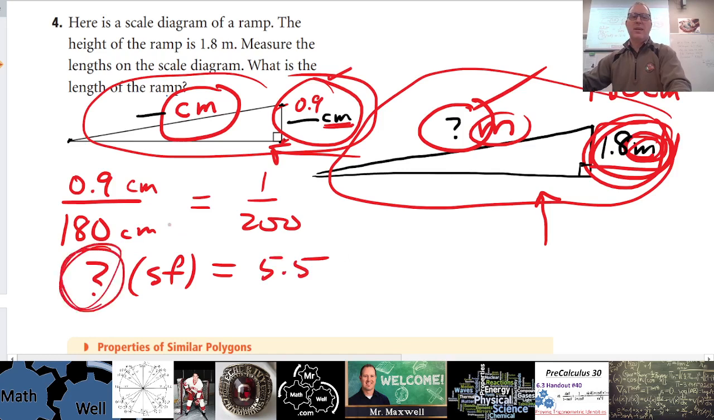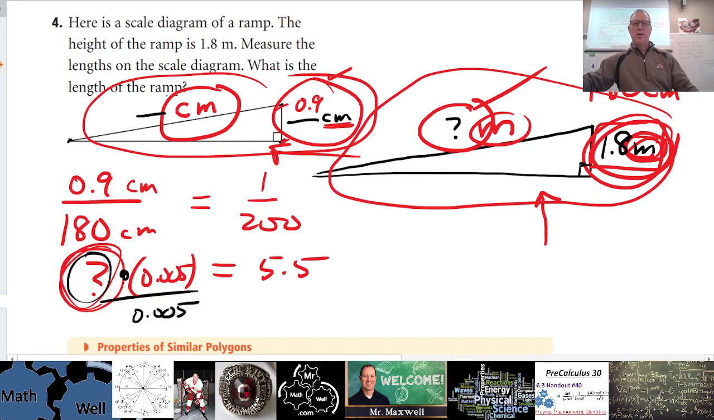So how do we figure this one out? The scale factor is 0.005. How do I get the question mark, the unknown, by itself with this method? What do I have to do? I have an unknown times 0.005 equals 5.5. How do I figure out what this is? Shout it out. I divide. Yeah, what do I divide? I divide both sides by this number because it's multiplied by this. I want to get rid of this over here, so I have to divide both sides of the equation by that.